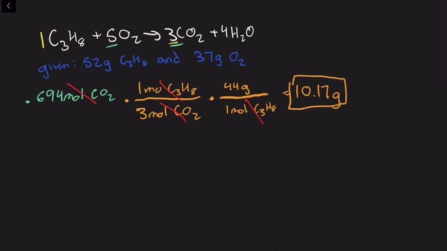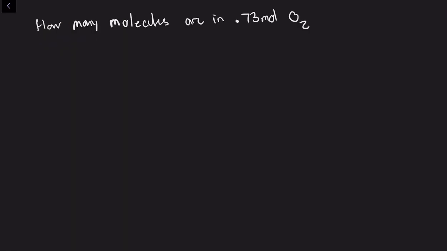That means that's how much of our C3H8 we use before our reaction stops because we ran out of oxygen. So if we subtract this amount from our original 52 grams, we will figure out how much we have remaining. So we're going to have 41.83 grams left over when our reaction stops.